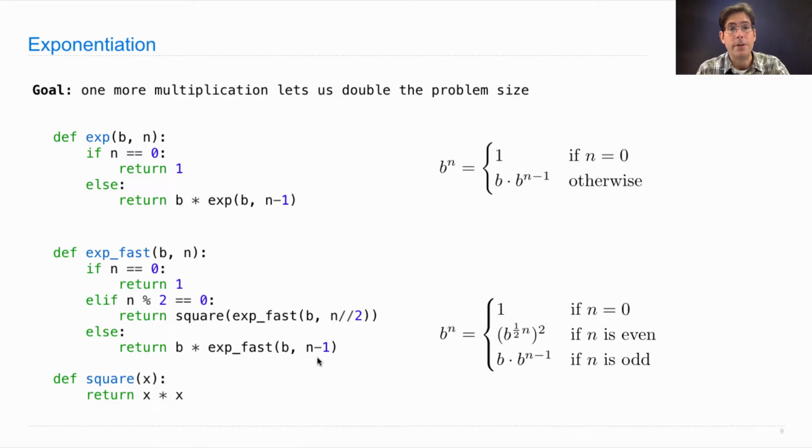This is not a tree recursive function, even though I see two different calls to xfast in the body. Only one of them is ever called. So this is an instance of linear recursion. And sometimes the problem size is reduced by half, meaning one more multiplication, in this case by calling square, lets us double the size of the problem that we're handling. And xfast runs faster. Let's take a look.